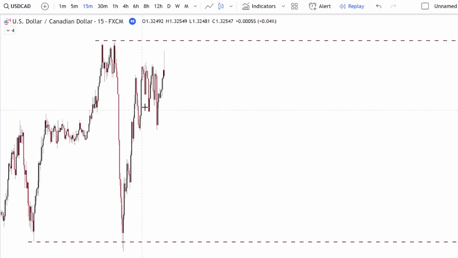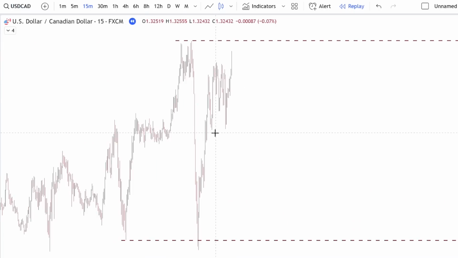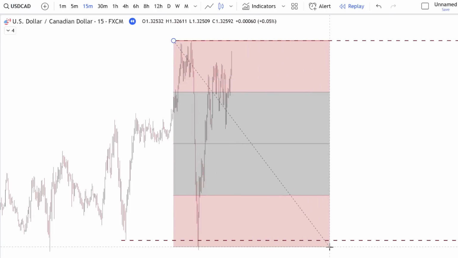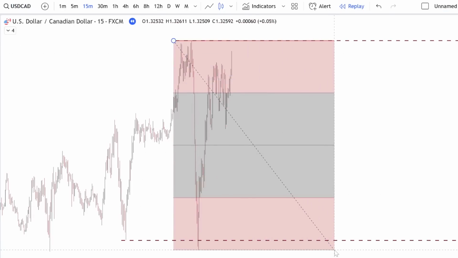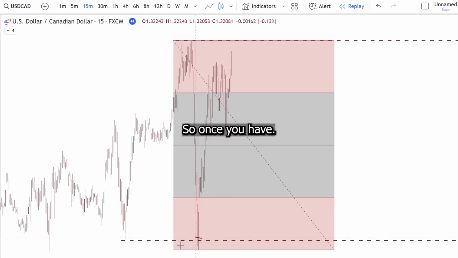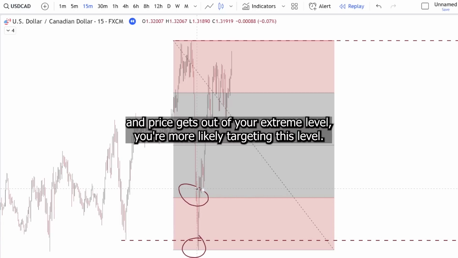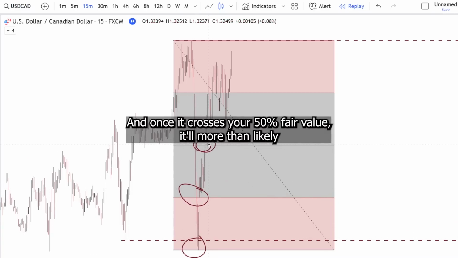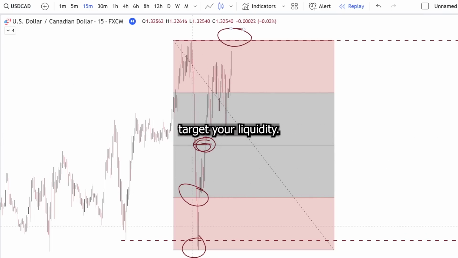If you are on the micro time frames, once you get closer, the easier way to approach this would be marking out your extreme levels. The way I look at it is zone to zone. This is something I explained in our higher time frame course. So once you have a stop hunt and price gets out of your extreme level, you're more than likely targeting this level. And once it crosses your 50% fair value, it'll more than likely target your liquidity.